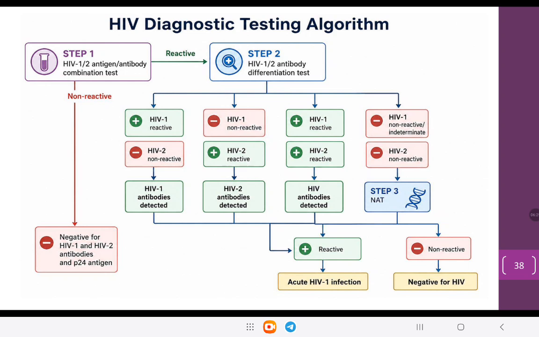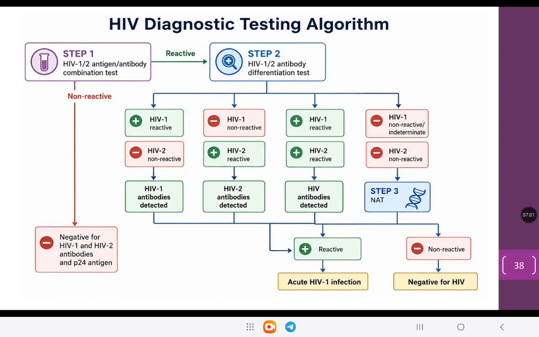HIV1 reactive, HIV2 non-reactive, it is positive for HIV. HIV1 non-reactive, HIV2 reactive is HIV positive. HIV1 and 2 both reactive, that means it is reactive for HIV. HIV negative or intermediate, we can do a nucleic acid test to discriminate whether it is reactive or non-reactive. If found non-reactive, it means it is negative for HIV.